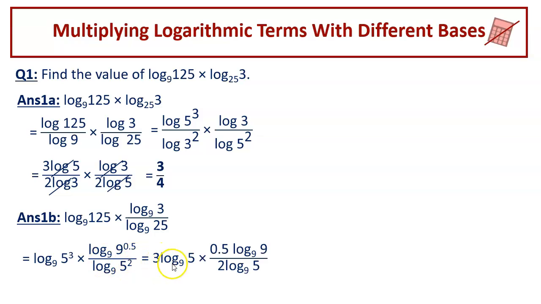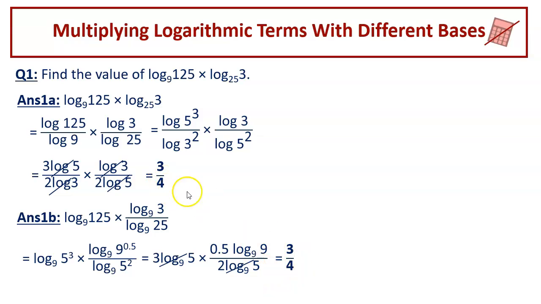So it will be 3 times log of 5 to the base 9, over 0.5 times log of 9 to the base 9, over 2 times log of 5 to the base 9. Okay. And now this log of 5 to the base 9 and log of 5 to the base 9, these two will get cancelled. And log of 9 to the base 9 is of course equal to 1. So it is 0.5 times 1 is 0.5, or half times 1 is equal to half. So it is 3 times half over 2. Half divided by 2 is equal to 1 over 4. So 3 times 1 over 4 is 3 over 4.